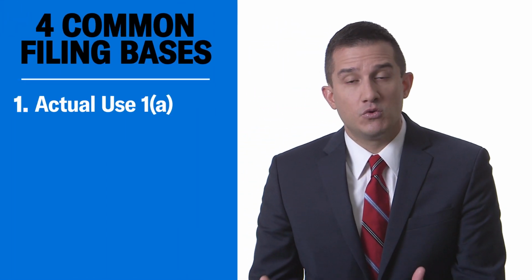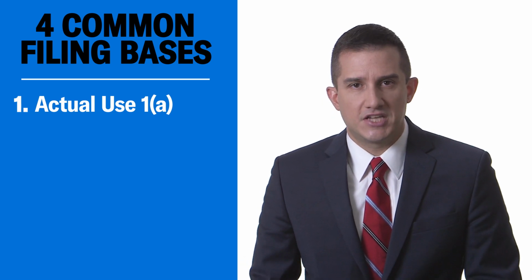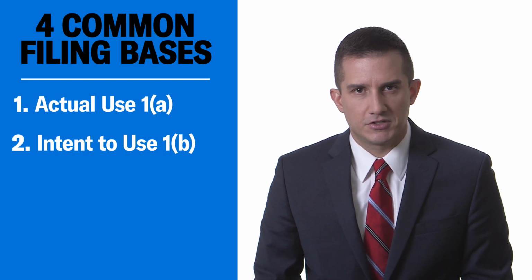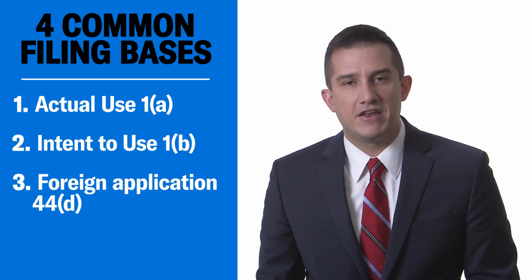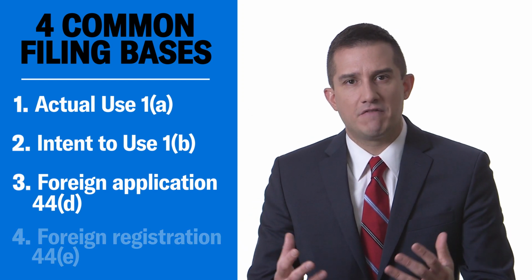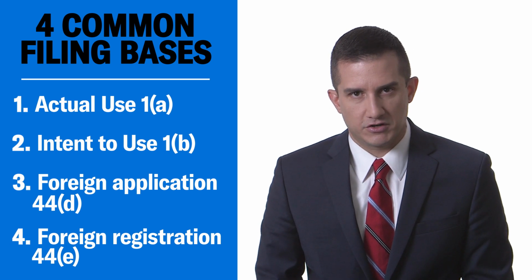And there are four common choices for a filing basis on a trademark application. The first is a Section 1A basis. This means you have an actual use in commerce of your trademark. The second is a Section 1B basis. This means you have an intent to use the trademark in commerce. The third is a 44D basis. This means you have an application for the same trademark in a foreign country. And finally, we have the 44E basis, which is that you have a registration for the same trademark in a foreign country. So let's walk through what each of these filing bases means and which one might be appropriate for your application.